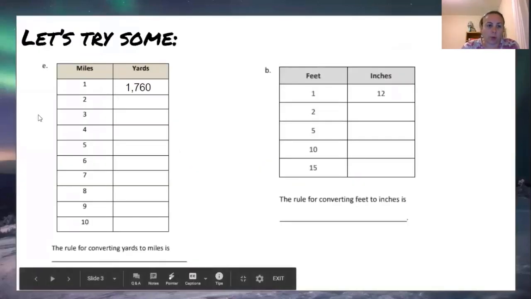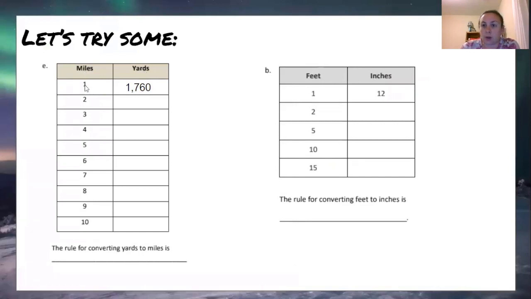So our first one we're going to try is miles and yards. So we're going to find out how many yards are in a mile. 1 mile is equivalent to 1,760 yards. So 2 miles, we could do 1,760 times 2, like we just saw in the video, or we can add 1,760 plus 1,760 to get our answer. And then we could add one more 1,760 to get 3 miles and continue on. Or we could do 1,760 times 3, times 4 and so on to complete the chart.